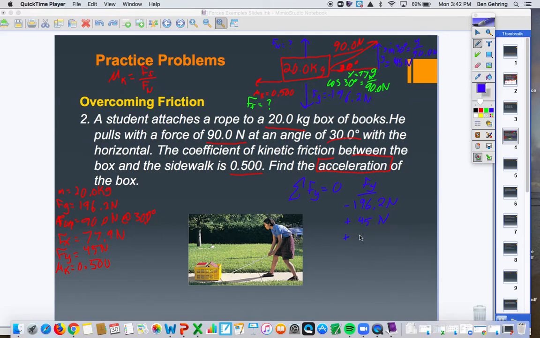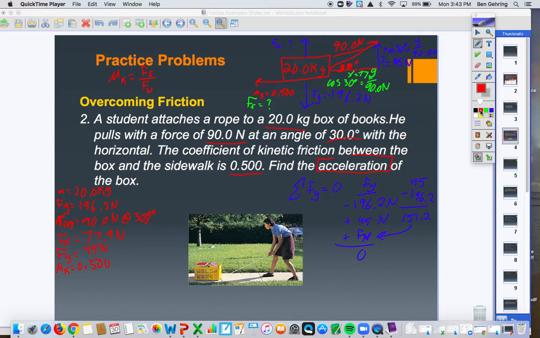And I have my normal force. All those combined need to equal 0. So if I take 45 minus 196, because they're opposites, so 45 minus 196.2 is going to equal 151.2. And so that is going to be this normal force.